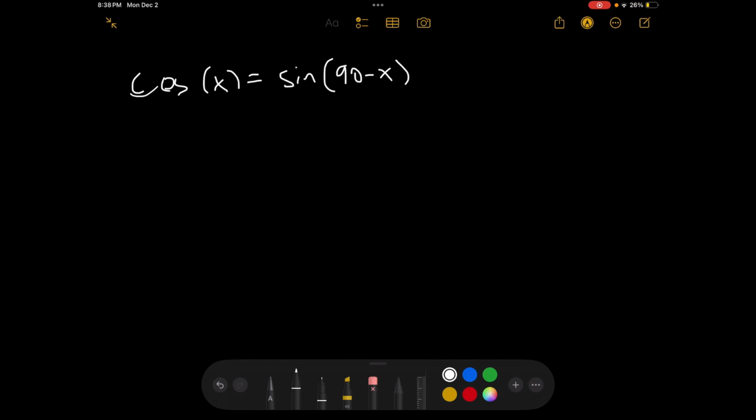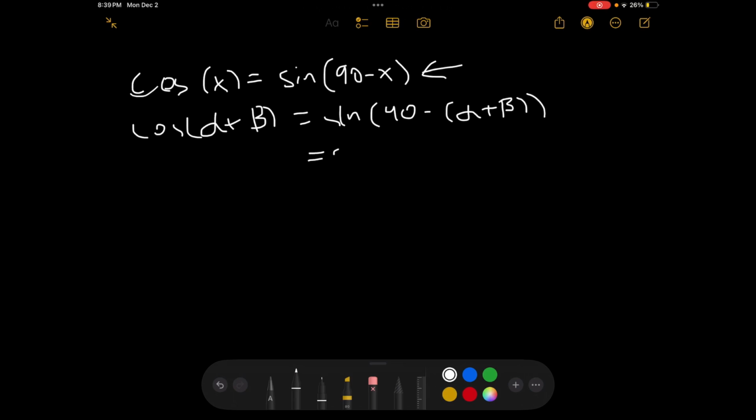To prove the cosine angle sum and angle subtraction identities, we are going to be using this identity right here, which says that cosine of any angle x is equal to sine of 90 minus that angle. So let's try to find cosine of alpha plus beta. This is equal to sine of 90 minus alpha plus beta, which is sine of 90 minus alpha minus beta. We can use the angle subtraction formula for sine to solve this.